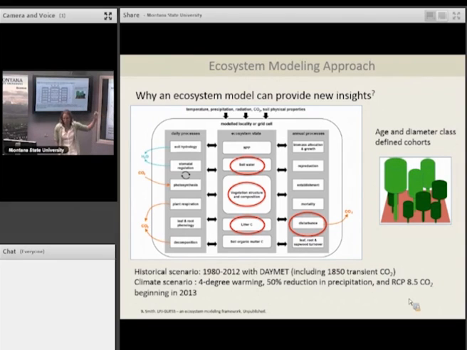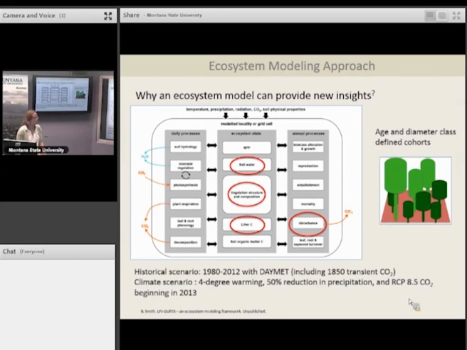So here I'm going to present simulations with a historical period from 1980 to 2012 driven by observational weather data, and then also forcing it with a rather extreme scenario of a 4-degree temperature warming and a 50% reduction in precipitation, and then the projected CO2 concentrations from RCP 8.5, starting in 2013 and going to 2050. So very drastic, but just a demonstration of concept.